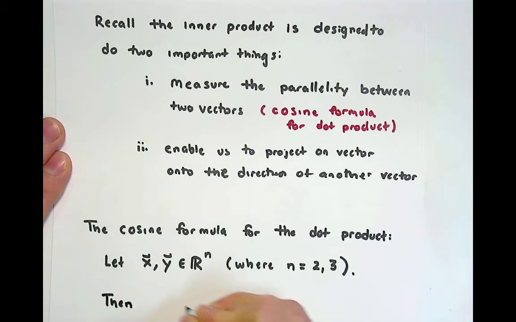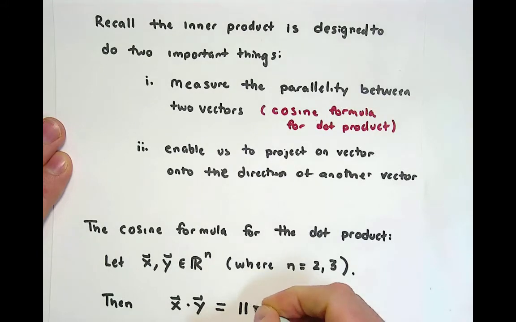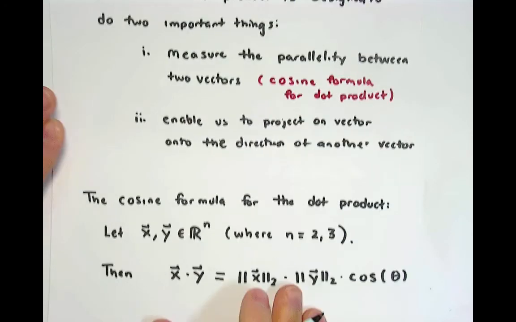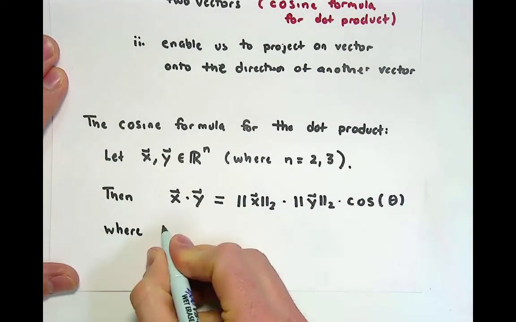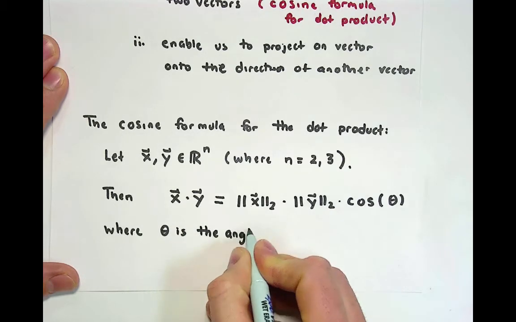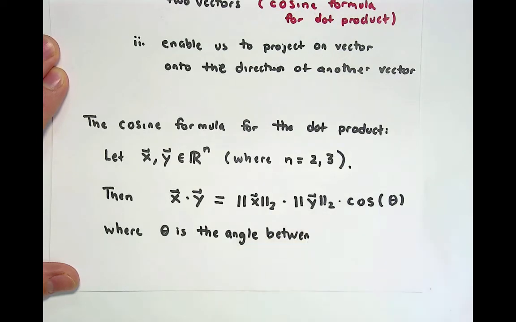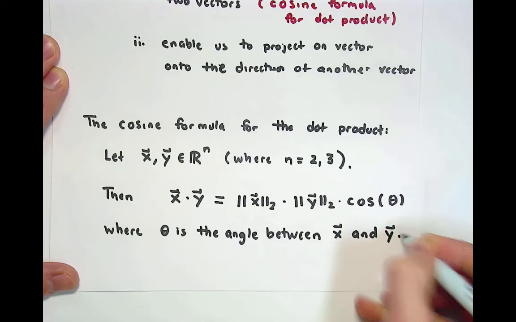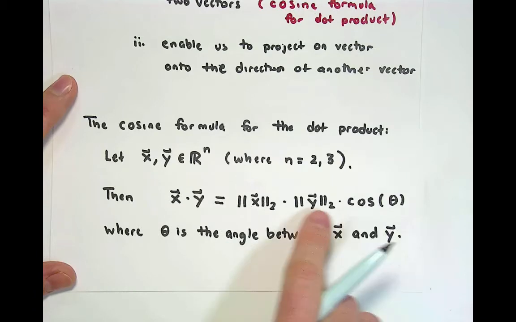Then we say in the cosine formula that x dot y, and we could tell that's a dot because the left and right sides of the dot there are vectors and they're of the same size. This dot product is equal to the 2 norm of x times the 2 norm of y times the cosine of theta, where theta is the angle between x and y. We're going to get into the interpretation of how to read this.